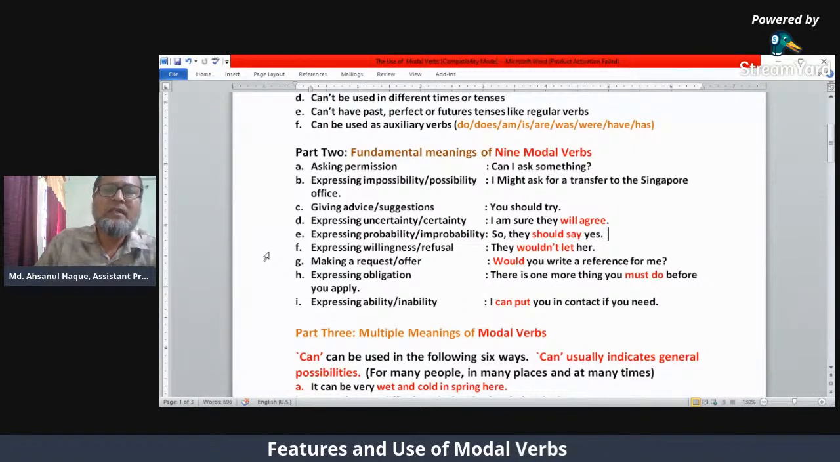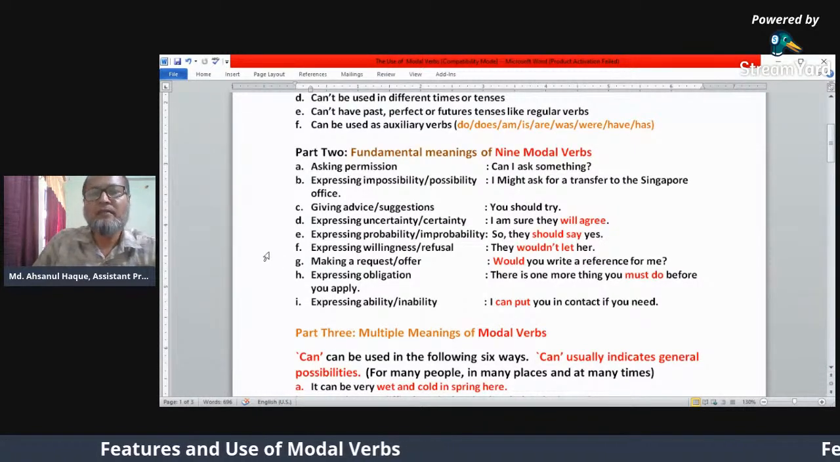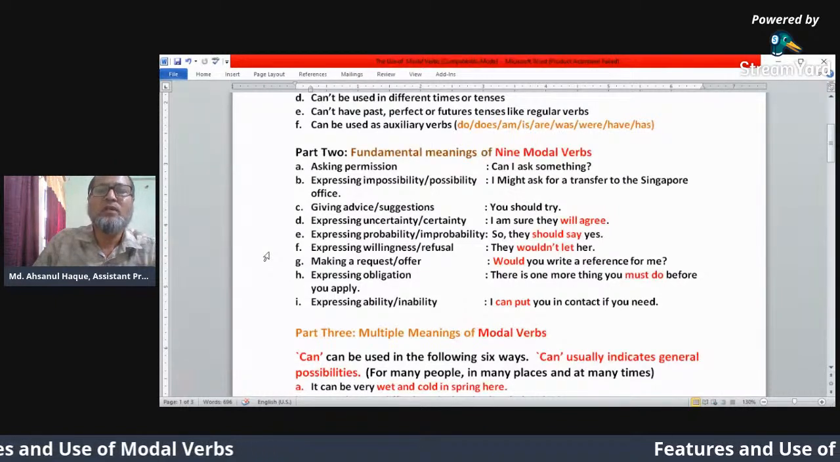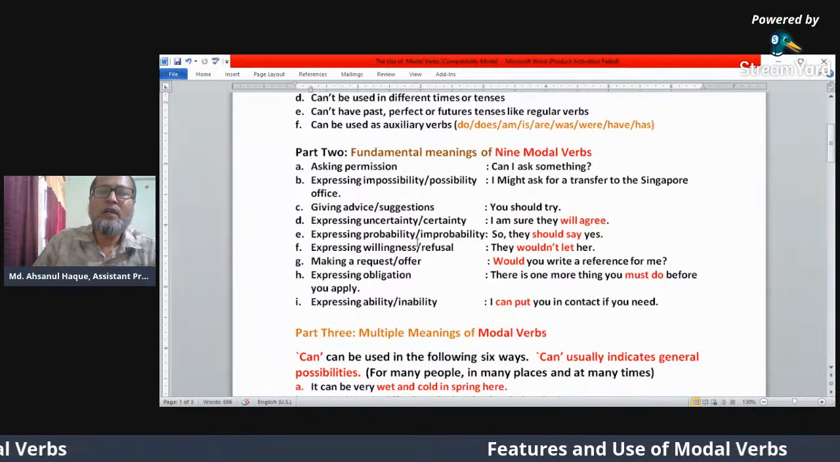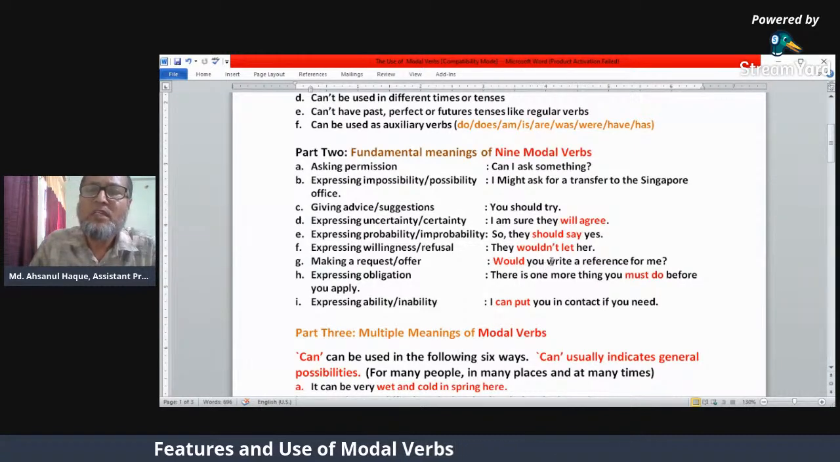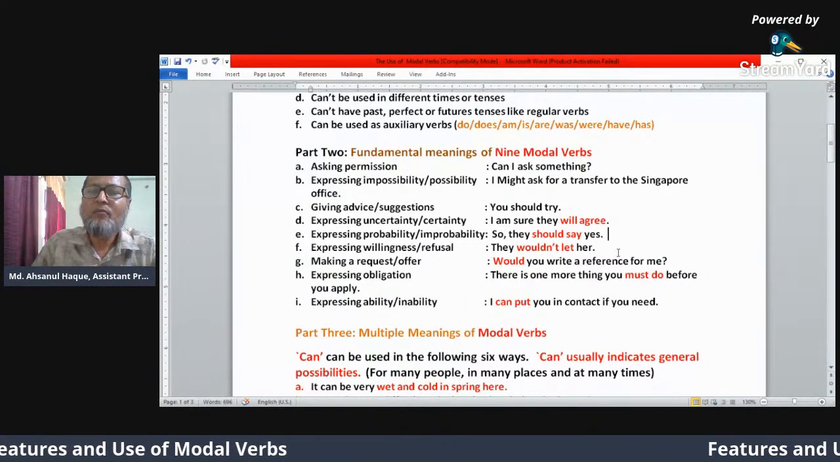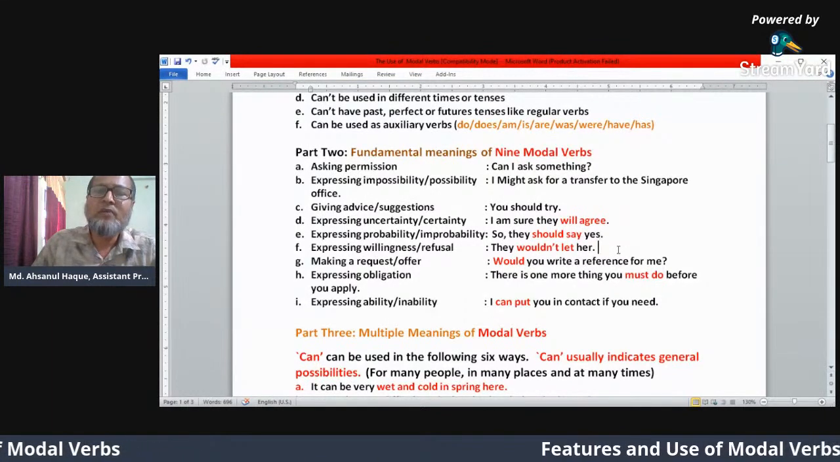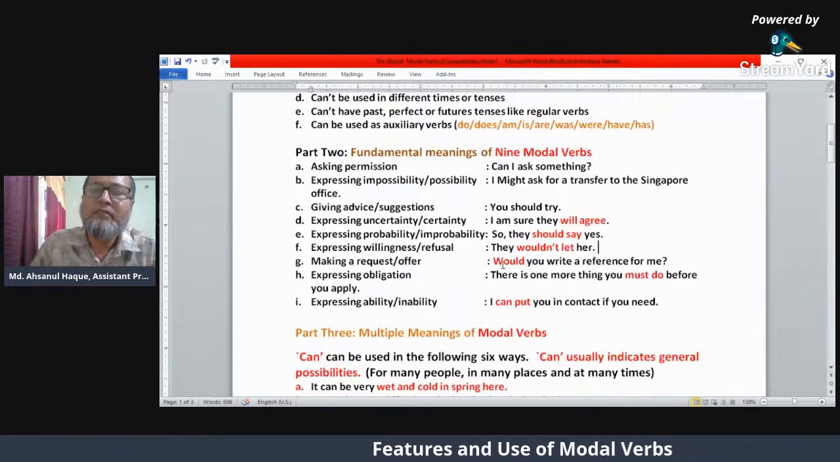Number F, expressing willingness or refusal. In case of refusal, or willingness or unwillingness, they wouldn't let her. They wouldn't let her. That means they will refuse.